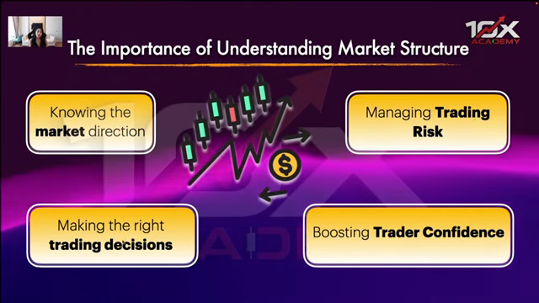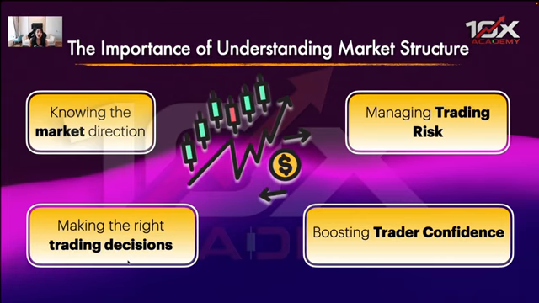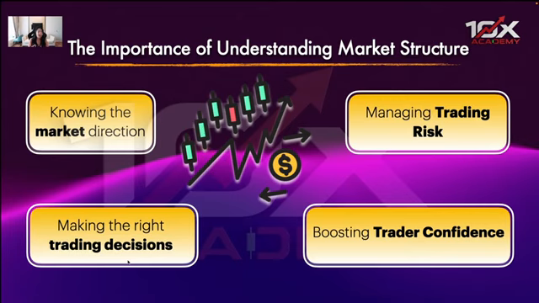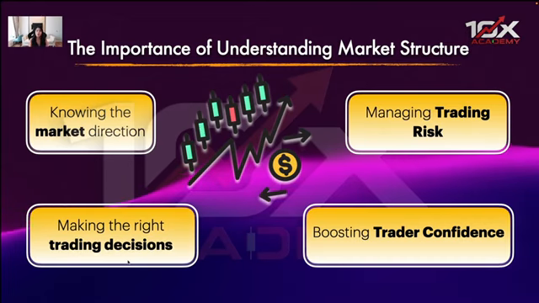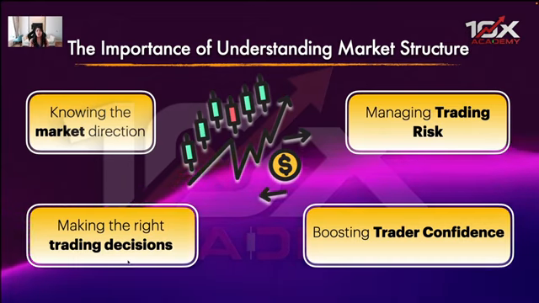Okay, third reason is making the right trading decisions. Okay, so market structure acts as a roadmap for traders. Okay, as you guys know, it helps you guys to identify key entry, exit points. Okay, for instance, traders can use support and resistance levels, trend lines, supply and demand, chart patterns, and so on. Okay, so market structure analysis can really help you guys to enter your trades more effectively.